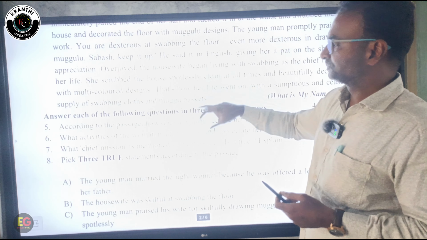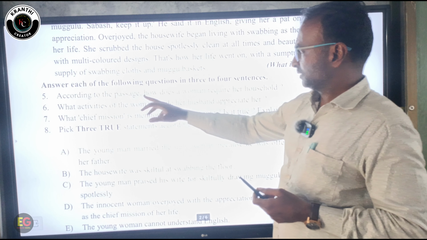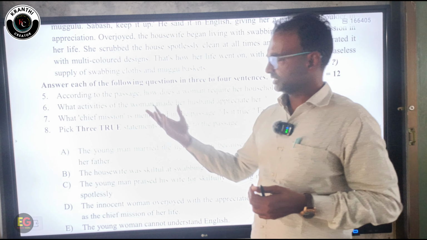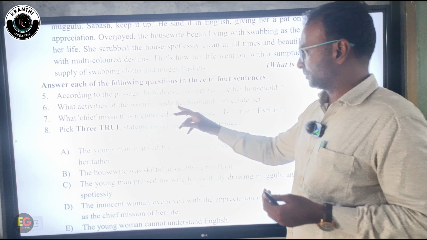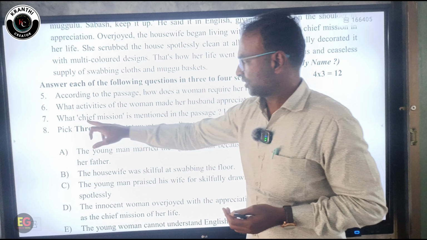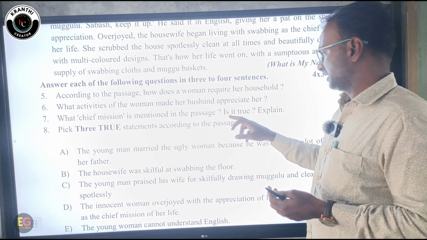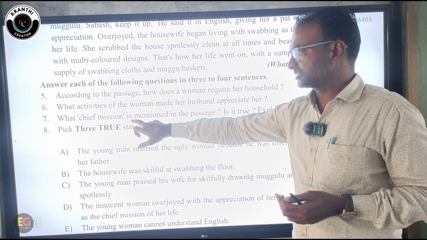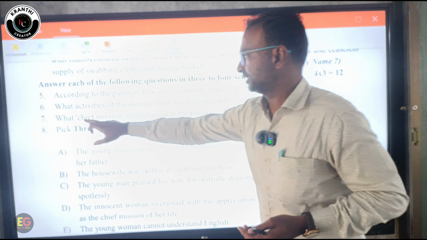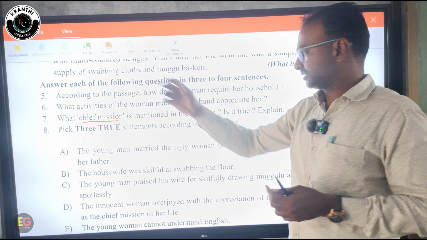What is my name? And according to the passage, how does a woman require her household? So you can easily answer. What activities of the woman made her husband appreciate her? This is also taken from the text. What chief mission is mentioned in the passage? You can write the answer directly. What is the chief mission? That is chief mission, that is main activity. You can get the answer.